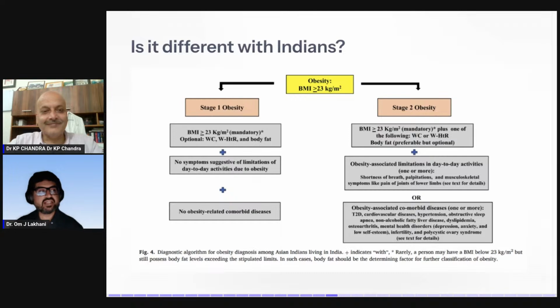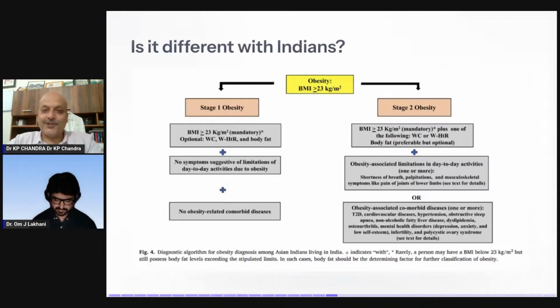Whereas if the BMI is more than 23 plus you have increased waist circumference or waist hip ratio, or any other markers of excess body fat with obesity related issues, then you define the patient as stage 2 obesity, right? So they've used a similar criteria. Sir, any comments on this Indian criteria?